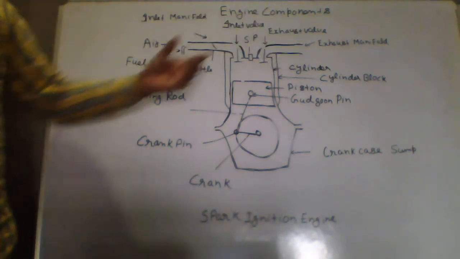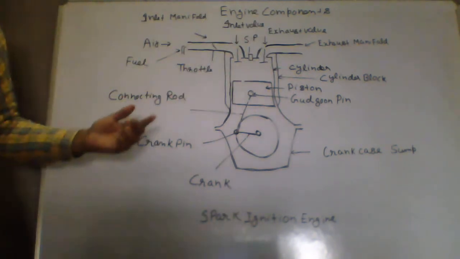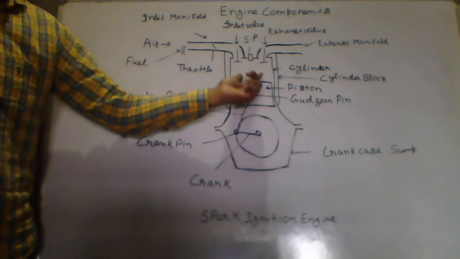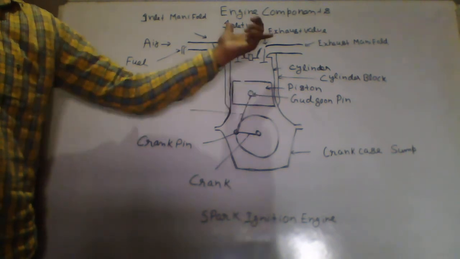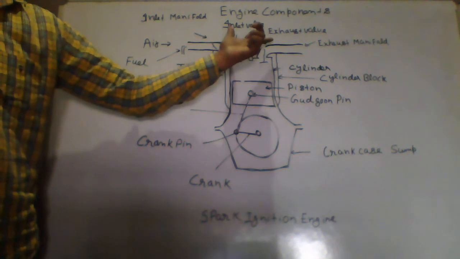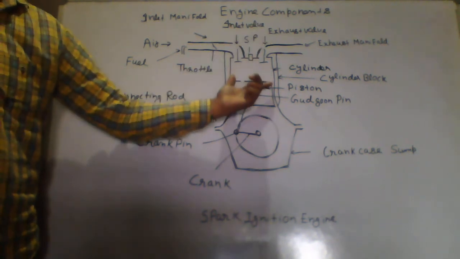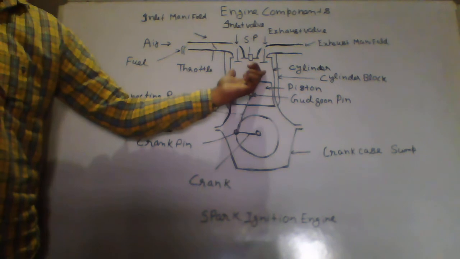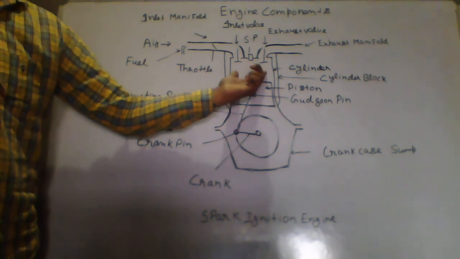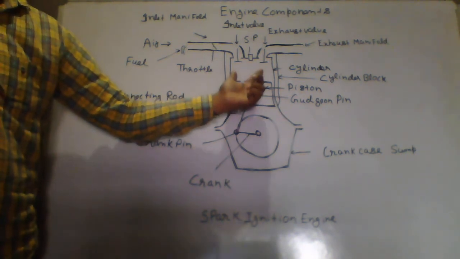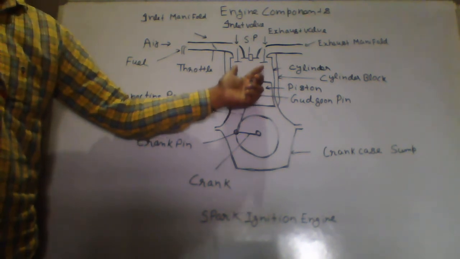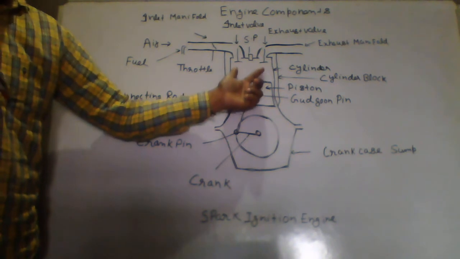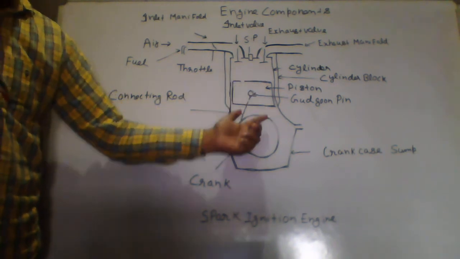Now next is the combustion chamber. As we have discussed, this is your combustion chamber. The space enclosed in the upper part of the cylinder by the cylinder head and the piston is called the combustion chamber. The combustion of fuel and release of thermal energy will take place in the combustion chamber. Here you have high pressure gases, and these high pressure gases will move the piston downward.